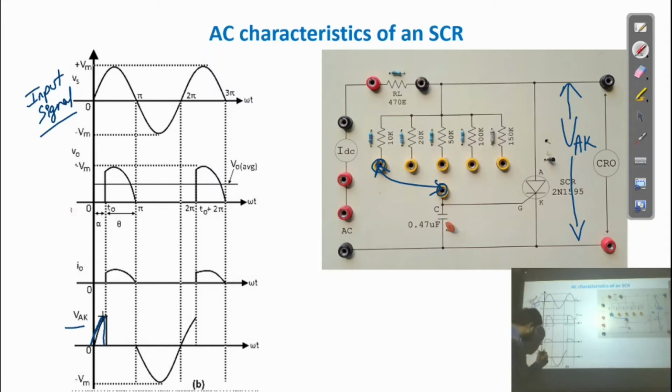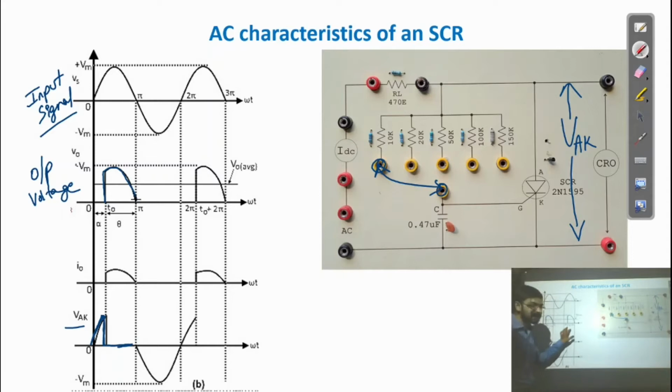Right? At a particular point, VAK is dropping. Over here, SCR has been in the triggered form. The voltage has been reached up to a maximum value where SCR will be triggered. And you can see this is the output voltage. You can see the output voltage is being generated at the load, across load, right?